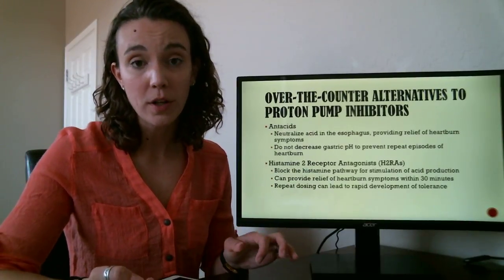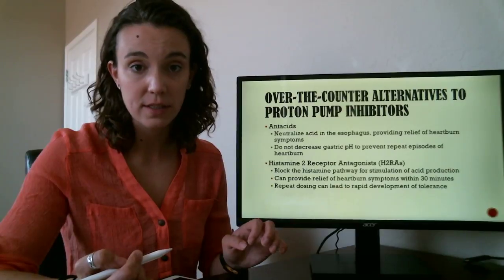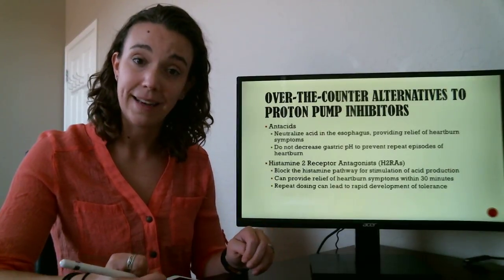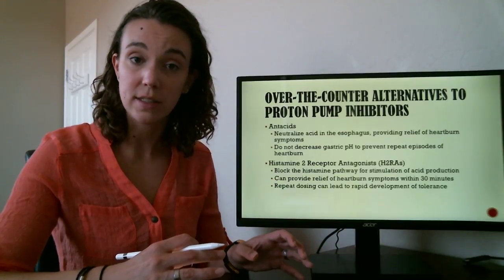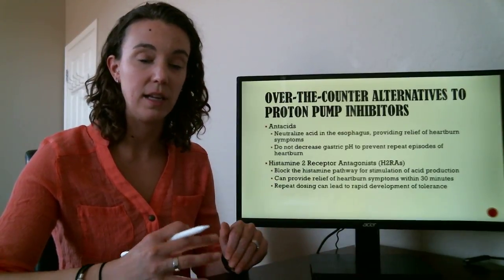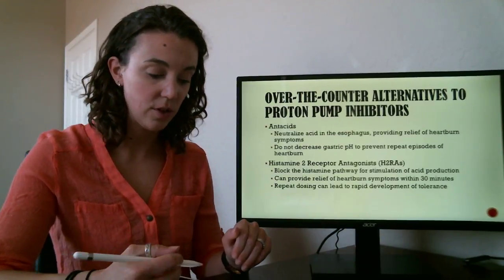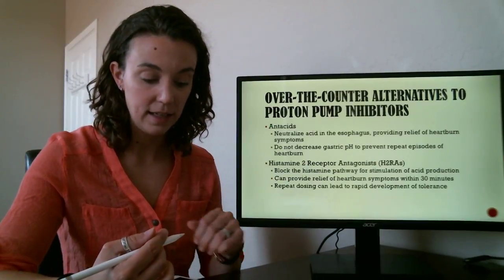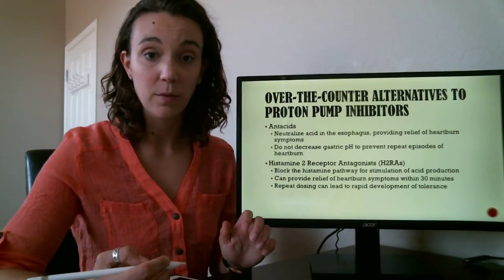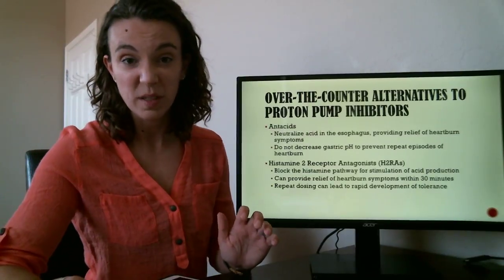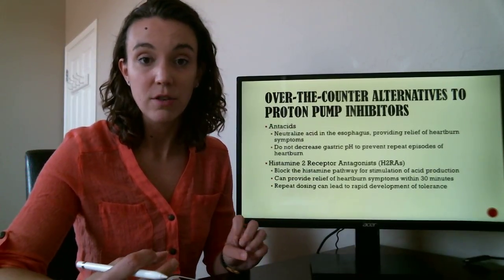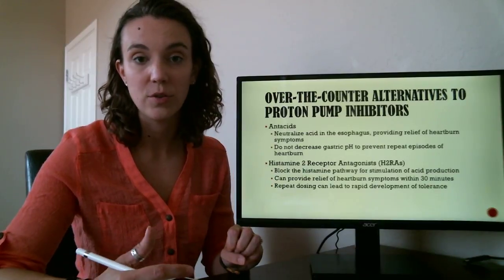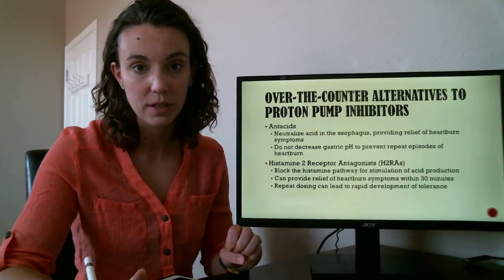So there are some other over-the-counter options for people with GERD. These include antacids, which instead of preventing the reflux and the heartburn in the first place, they can treat it after the fact. So they will neutralize the acid that is in the esophagus, providing relief of the heartburn symptoms relatively quickly. But they do not really decrease the overall gastric pH, and so they won't prevent subsequent episodes.